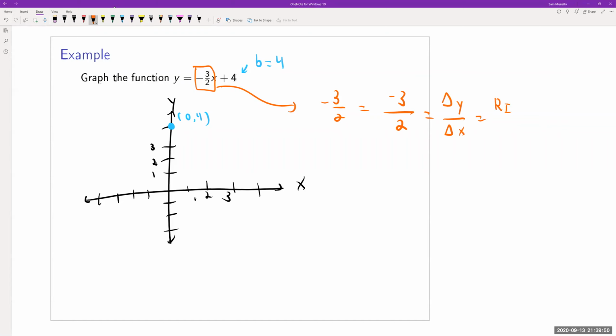Recall again that what I'm thinking of here is rise over run. And since my rise is negative, it's actually a fall, so I'll be going down. Down 3, over 2. There are my 2 points, and I'll simply draw a line between them. Always when we graph a line, I want to see 2 points plotted and labeled. So in this case, (2, 1).